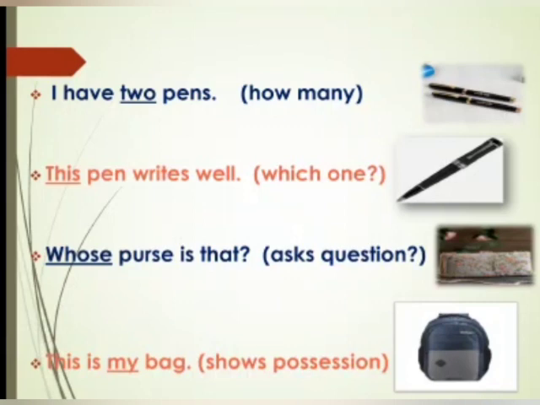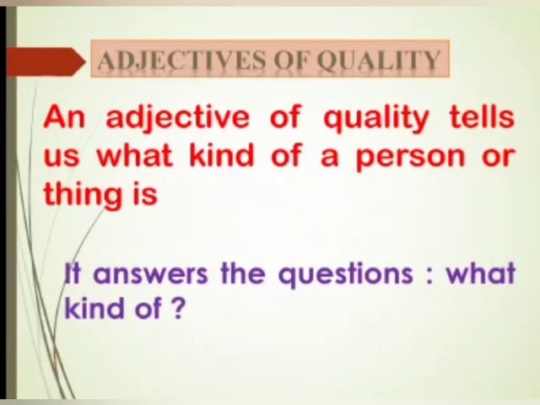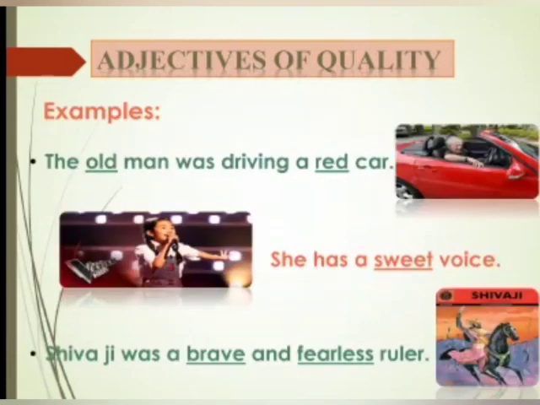Adjectives are of many kinds, so let's learn their kinds one by one. The first one is adjectives of quality. An adjective of quality tells us what kind of a person or thing is. It answers the question what kind of.